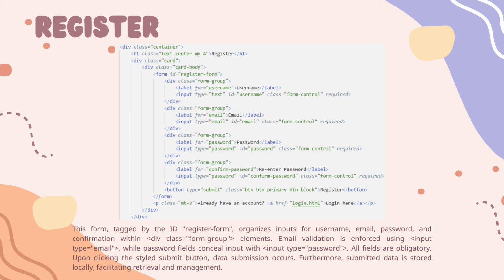Next, I will talk about the email field. User must provide their email address here. We label it using label for email, and they can input their email using input type email, ID email. Just like the username, the field is mandatory.